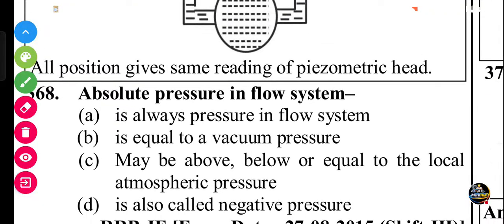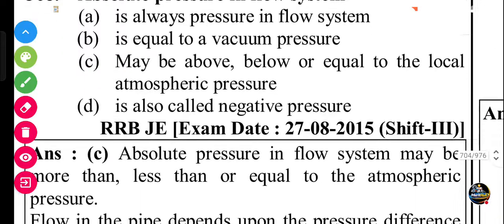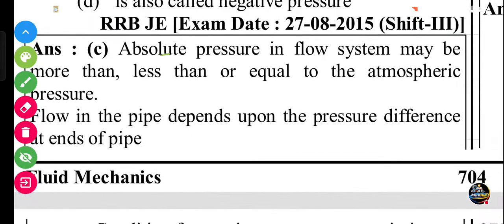Next question. Absolute pressure in the flow system. Absolute pressure in a flow system, equal to the vacuum pressure, may be above, below, or equal to the local atmospheric pressure. I think C is the answer. Let's check. Yes. The absolute pressure in the flow system may be more than, less than, or equal to the atmospheric pressure. Flow in the pipe depends upon the pressure difference at the ends of the pipe.